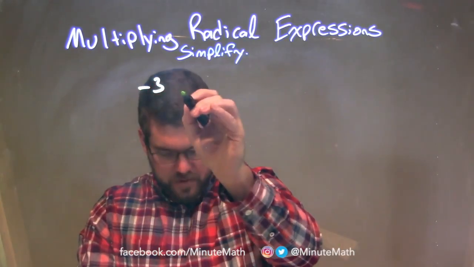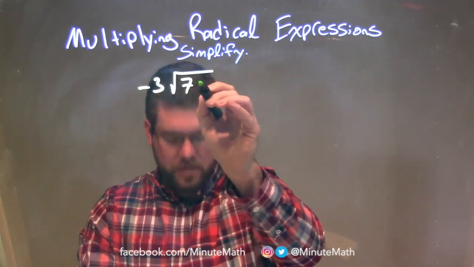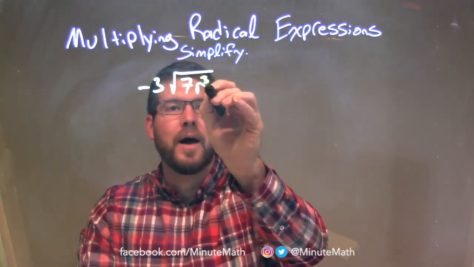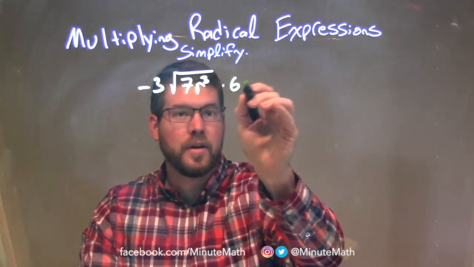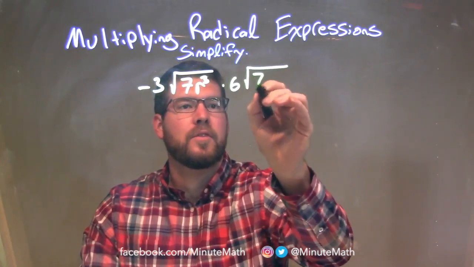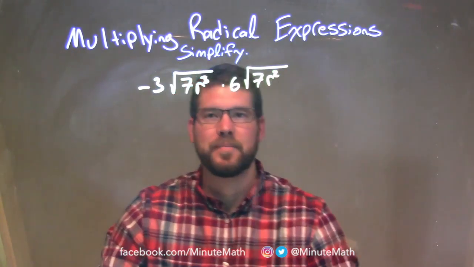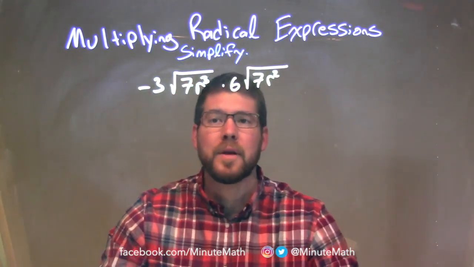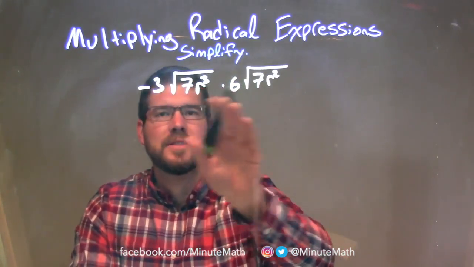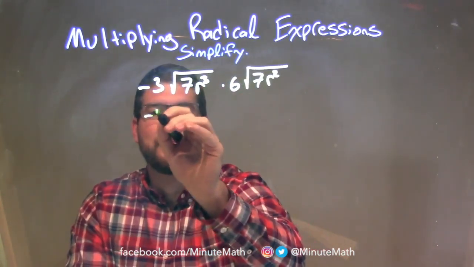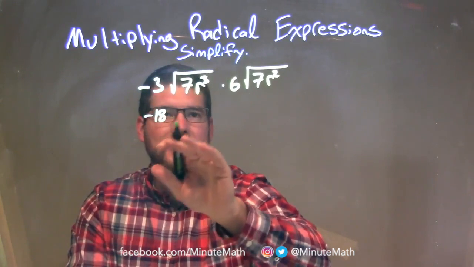Negative 3 times the square root of 7r to the third power times 6 times the square root of 7 times r to the second power. Okay. Well, what I'm going to do here is bring the 6 out front, and 6 times the minus 3 is minus 18. Okay, so minus 18 up front.